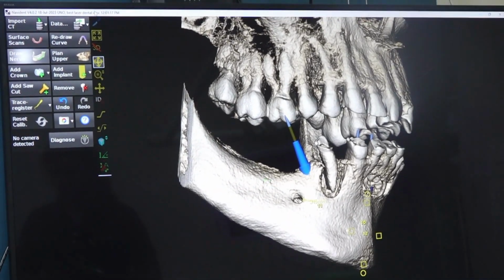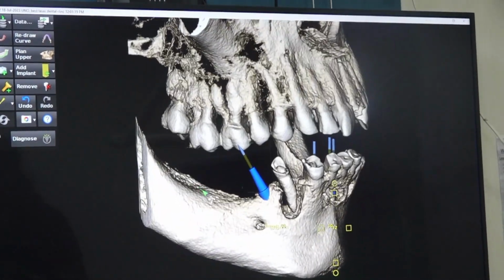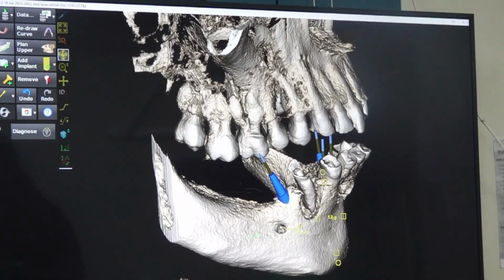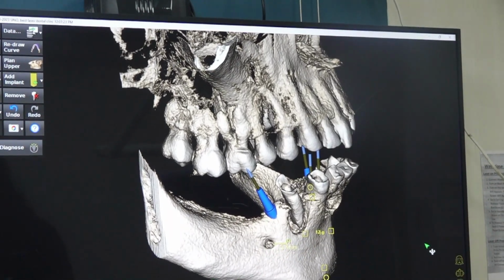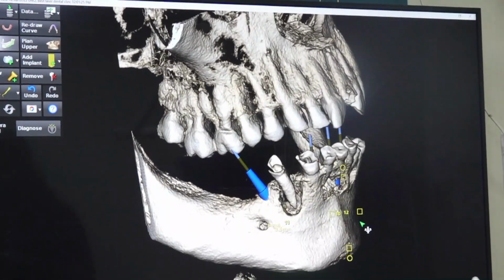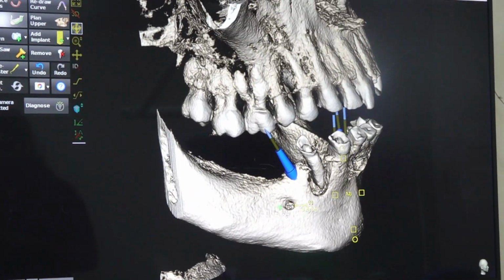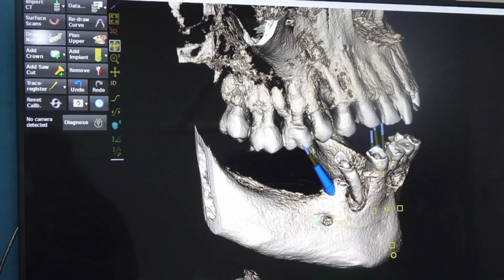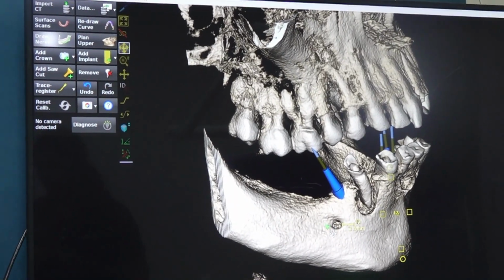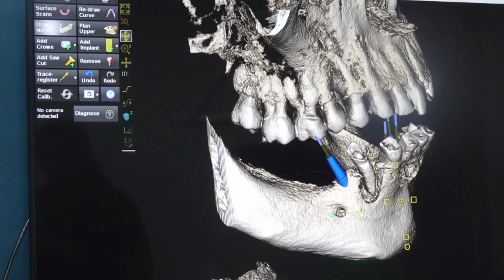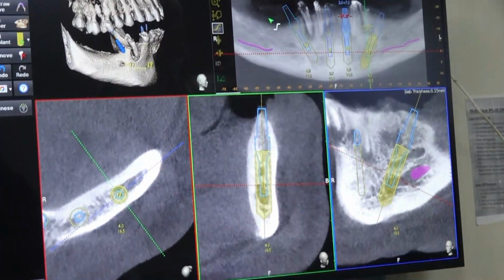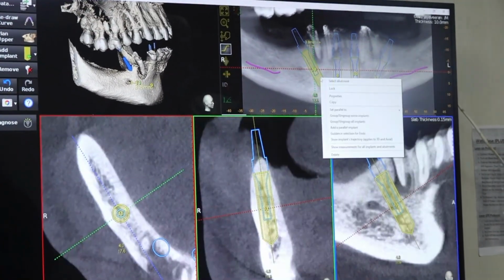There is one more option also to deal with the situation. That option is, not PSA, you can do nerve repositioning. We'll see whether it is feasible or not. We will remove this implant.